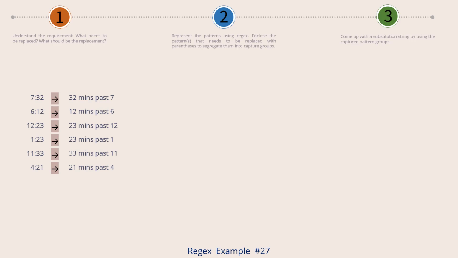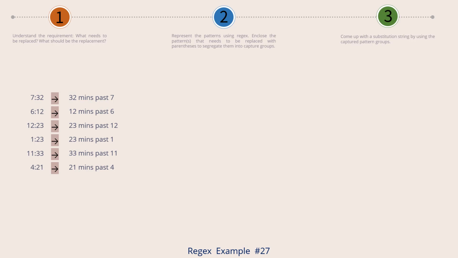The input strings represent time on a clock. The strings follow the format, the hour followed by the minute. Note that there is no AM or PM. The first string is 7:32. We want to capture the hour and minute from this string and then rephrase the string in another way. So for 7:32, the new string should be 32 minutes past 7.